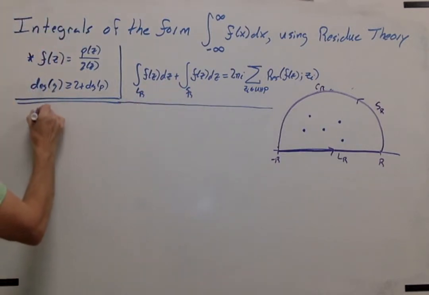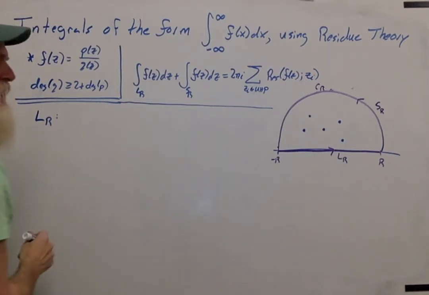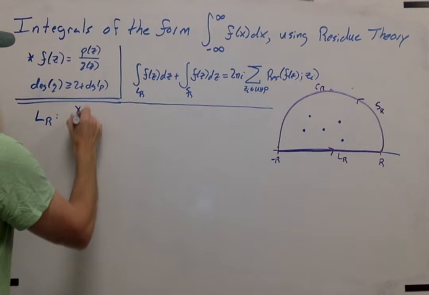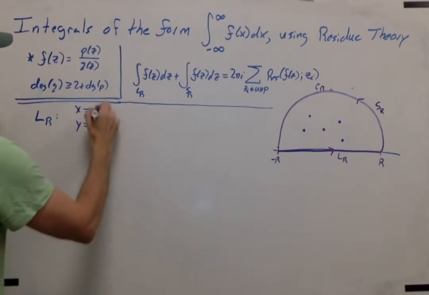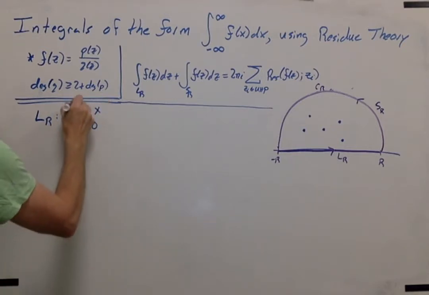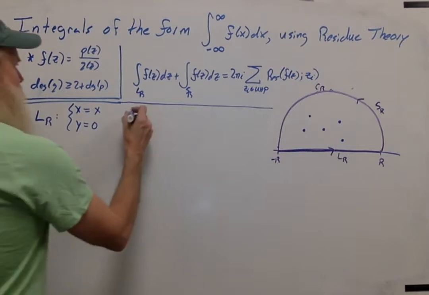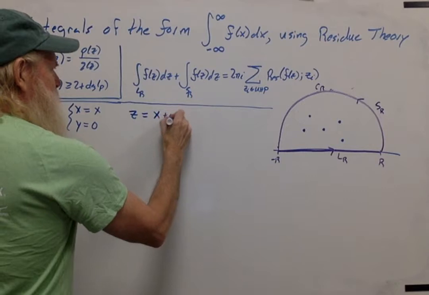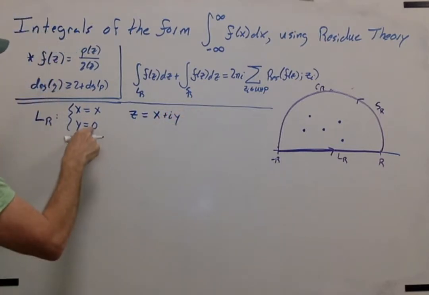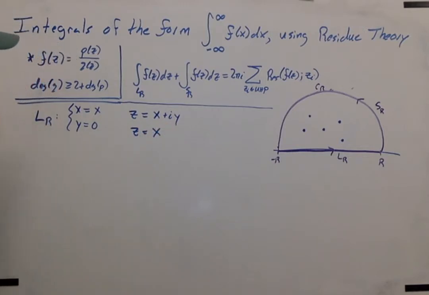Let's do the easy one first. The easy one is the line segment. Since this is a piece of the x-axis, we know that y is equal to 0. And we could set x equal to t, but I'm simply going to let x equal x. So that's my parameterization of the line segment. Now, since in the Argand plane, z is equal to x plus i times y, if I substitute in, I get z equals x plus 0i, so just z equals x.